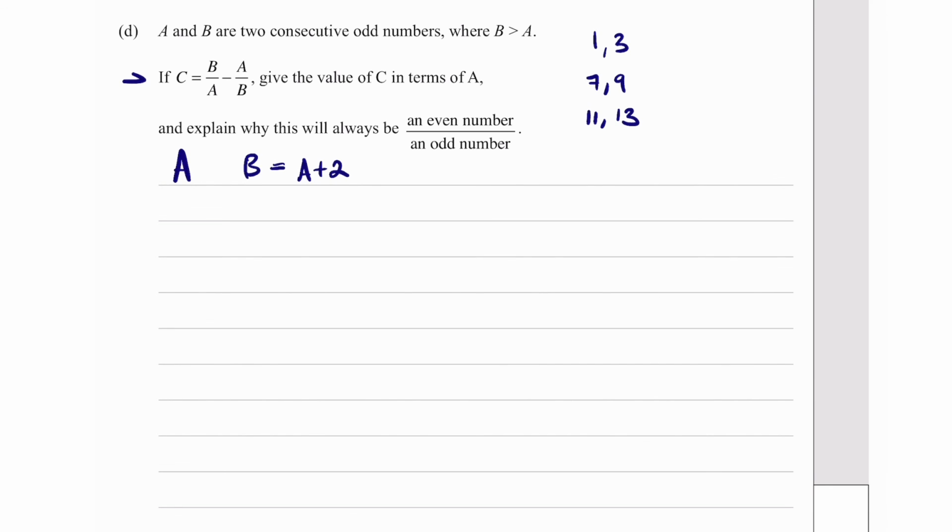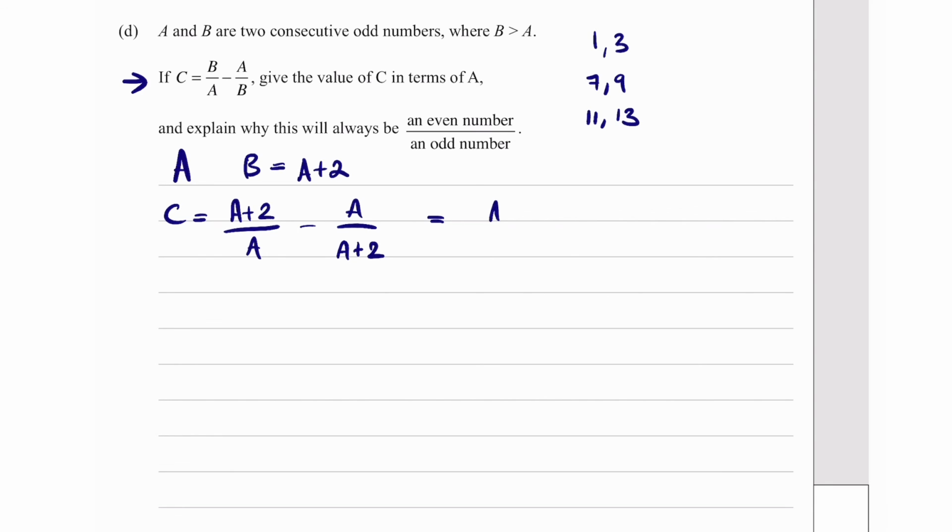Now, let's substitute that into this equation here. C is equal to B, so wherever I see a B, I'm going to replace it with A plus 2, divided by A, minus A over B, which was A plus 2. Now we've got two fractions, we're going to subtract them from each other. So in order to do that, we need to multiply each fraction by the opposite denominator.